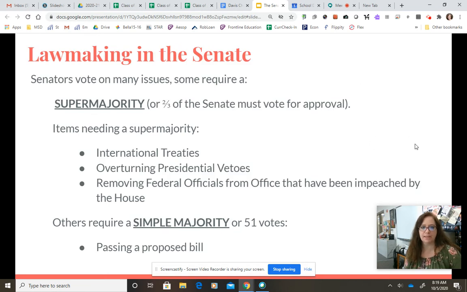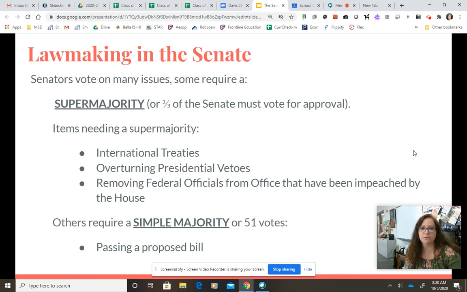All right, lawmaking. Senators vote on many issues, and some require a supermajority, or 2/3 of the Senate, for approval. Those are the things that need a supermajority before they can be approved. So international treaties with other countries. The president might come up with a treaty, and then the Senate votes on that. That's one of those checks and balances. So the president might make a treaty with Russia, but if 2/3 of the Senate don't agree with it, the treaty can't be made.